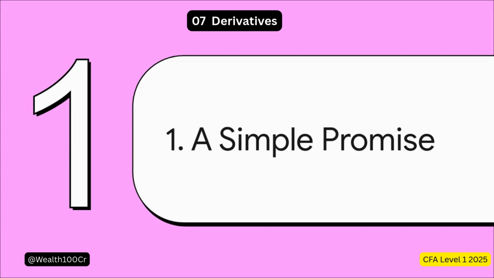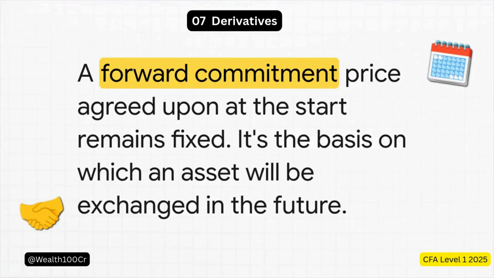At its heart, it is just a simple promise between two people. That's all. This story is the key to understanding everything. You see, the farmer wants a guaranteed price for her oranges, and the juice company wants a guaranteed cost for their business. This little agreement they make, this is our starting point.